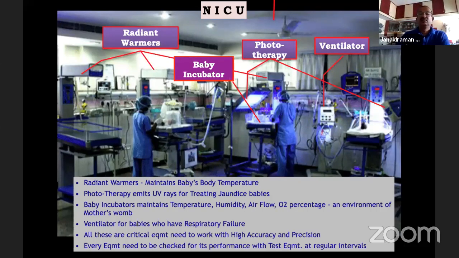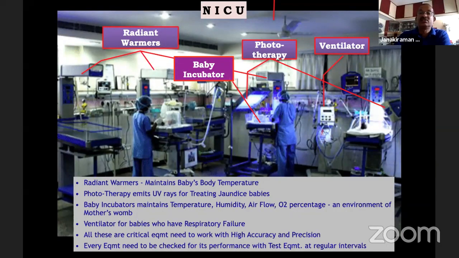The ventilator is used for respiratory failure. Phototherapy lamps are used for babies with jaundice. Baby incubator, it creates a mother's womb environment with humidity, temperature, and oxygen percentage. Radiant warmer. See, all these machines, these equipments have got equal importance, but the critical functions are different. A radiant warmer malfunctioning, there are babies burnt to death. BC Roy Hospital in Calcutta, 16 babies died in a day. And some years before in All India Institute of Medical Science, New Delhi, some babies died under the radiant warmer.